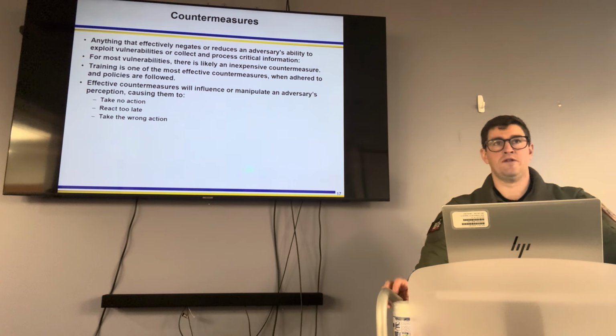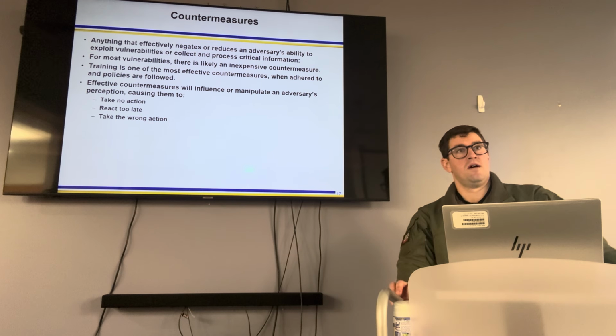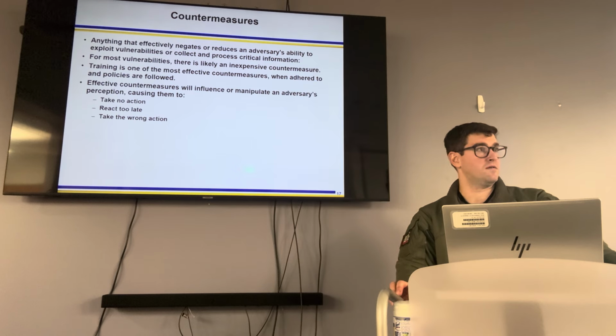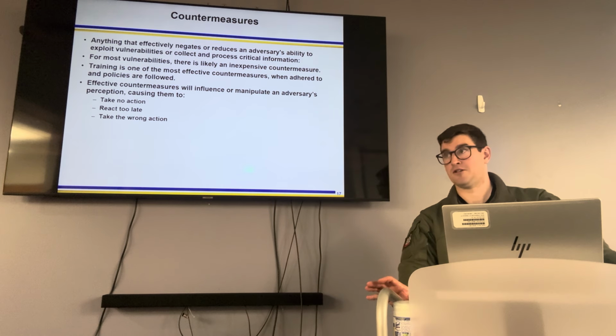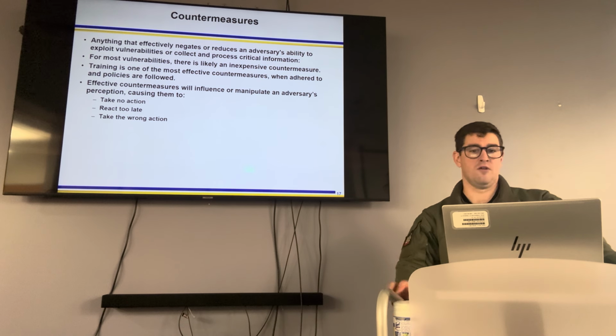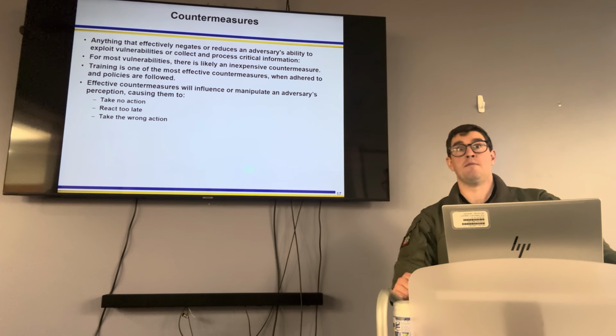Countermeasures, essentially that's what we do to try and prevent them from getting the information. I would say the biggest countermeasure is not talking about work outside of work. So don't talk about work outside of work. And then just also be aware that people might be asking you what seem like innocent questions, but they might have ulterior motives for these innocent questions they're asking you.